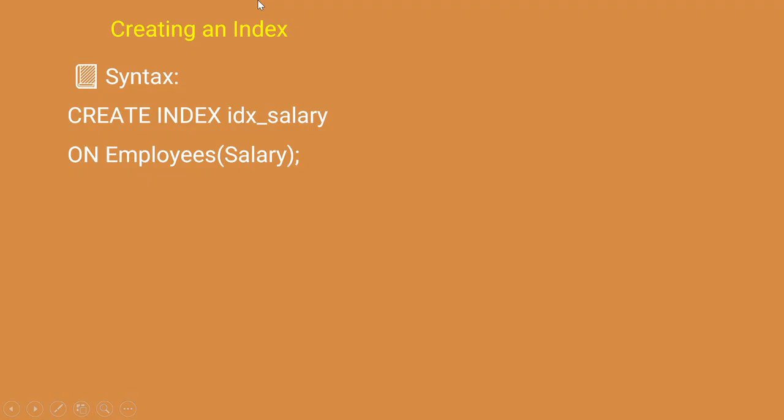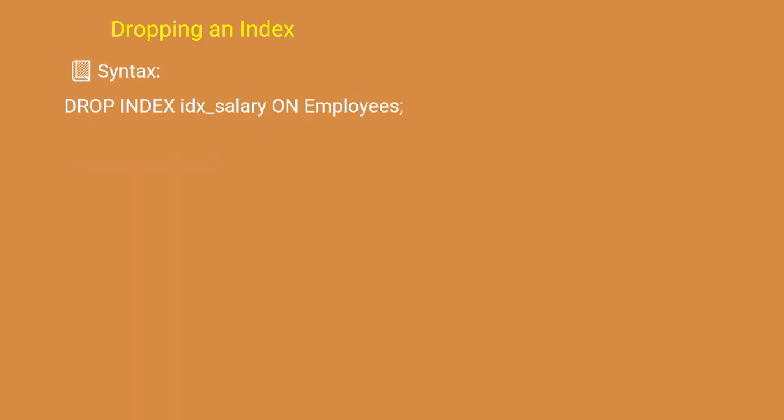Here is how to create an index. This example creates an index on the salary column in the employees table, making salary lookups faster. If you no longer need an index, you can drop it. This removes the index structure from the table.